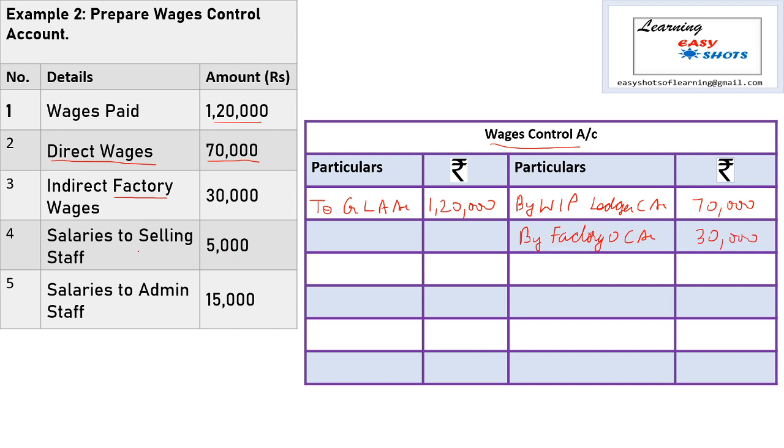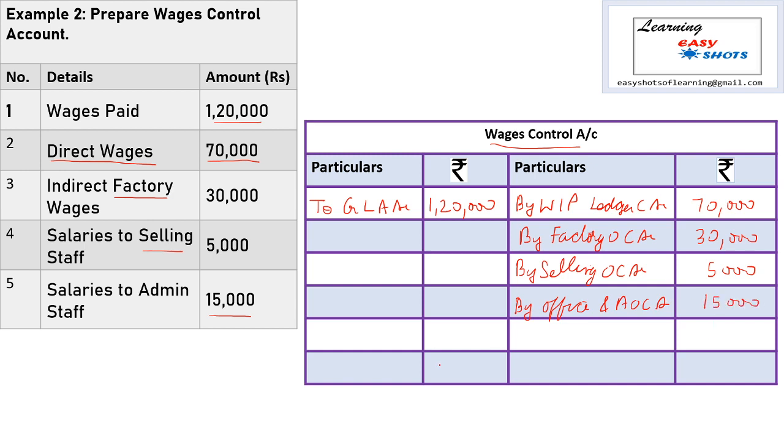Salary paid to selling staff is charged to selling department. So we write by selling overhead control account with the amount 5,000, and the last is salary paid to admin staff, which is charged to admin overhead control account. So by office and admin overhead control account with rupees 15,000.